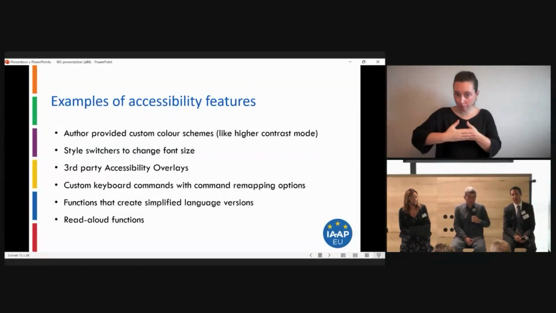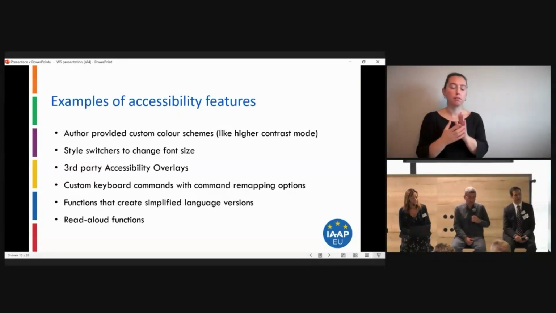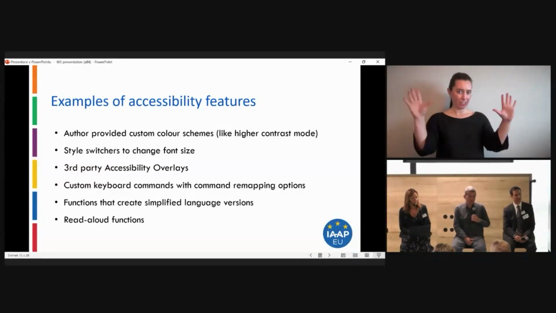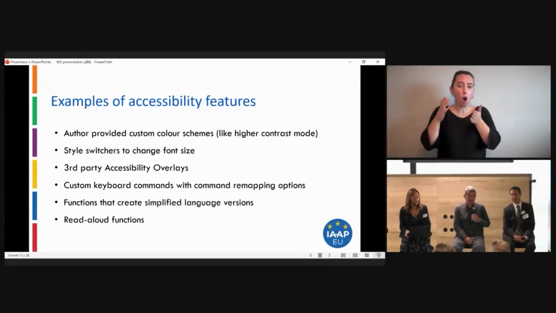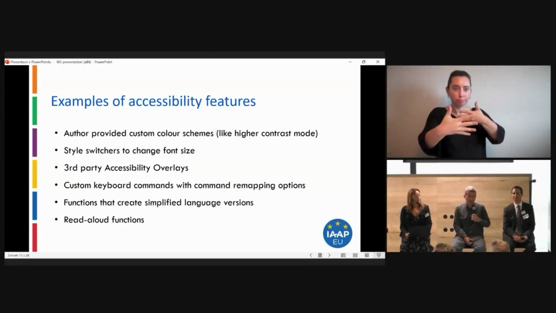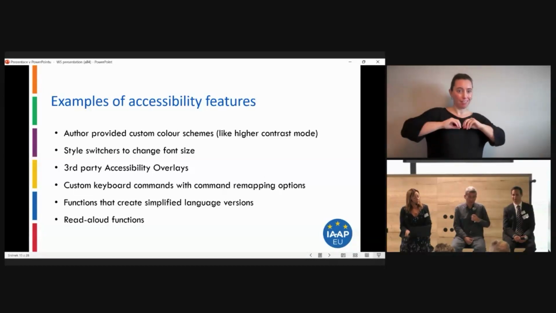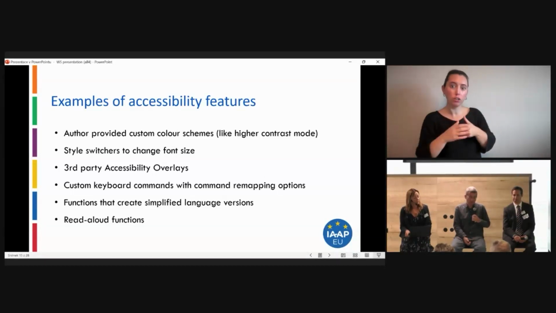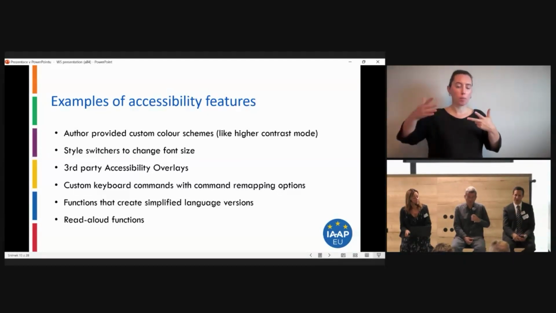Some examples to make that a bit more clear: author-provided custom color schemes, you know, these contrast switches, or a dark mode switch, style switches to change font size. They were quite popular, not so much anymore. Third-party accessibility overlays, much hated, but still around and increasingly around, would also be part of accessibility features.